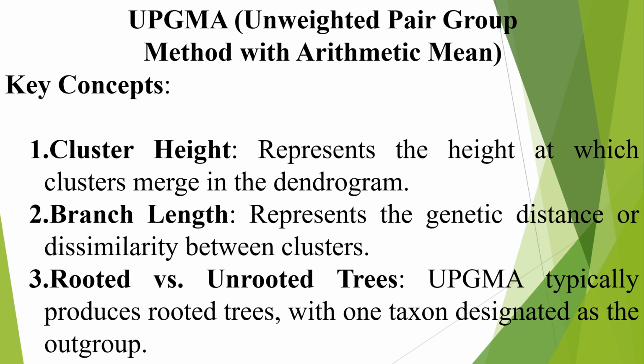Key concepts: 1. Cluster height represents the height at which clusters merge in the dendrogram. 2. Branch length represents the genetic distance or dissimilarity between clusters. 3. Rooted versus unrooted trees. UPGMA typically produces rooted trees with one taxon designated as the outgroup.